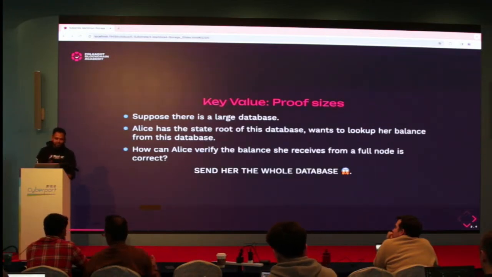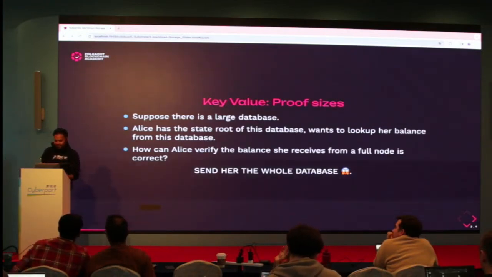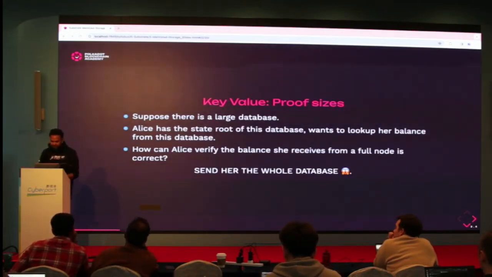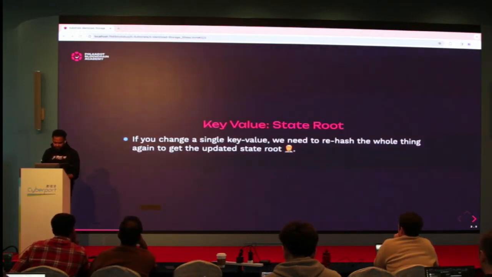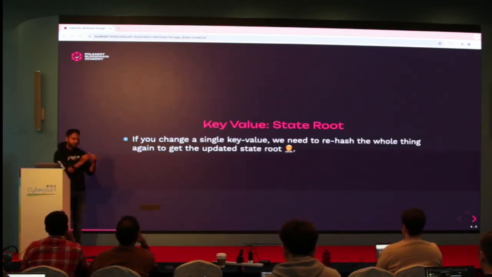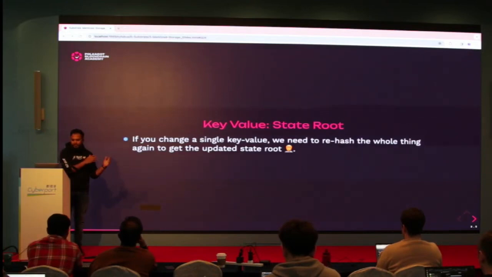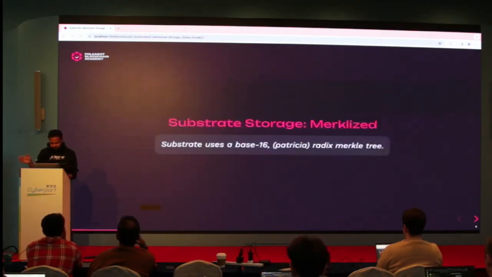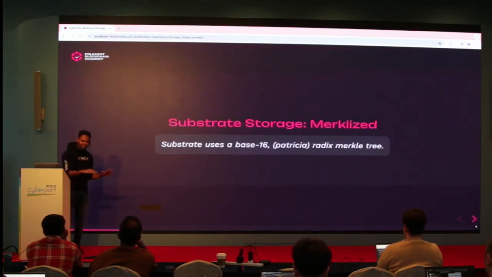So hopefully, I was just trying to convince you that this naive implementation we cannot have, and we need a better way to generate proofs and store data efficiently. And yeah, you guys already know that. There is another small thing, not just proofs, but if you change any value in the database, you need to recalculate the whole state root. You have to rehash the whole value to calculate the state root again. So it's not even efficient to write data to your database. But yeah, I guess everybody knows already it's Merkleized storage.